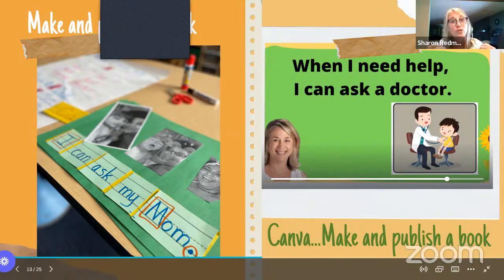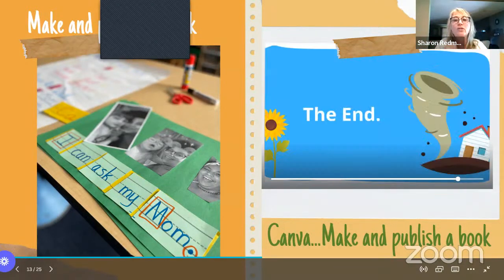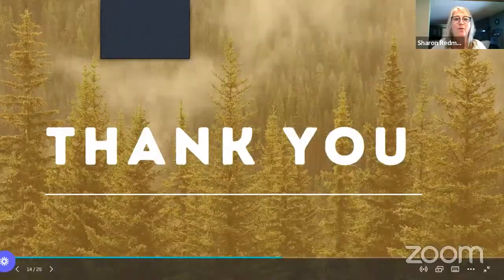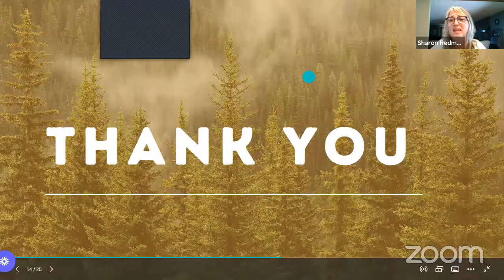So we printed it out so that they had a print copy, but I also shared this with their family and emailed it to them so that they could see the interactiveness, and then their student could read this book with them. And that was pretty powerful. So thank you. Those were the 5 steps of using that.